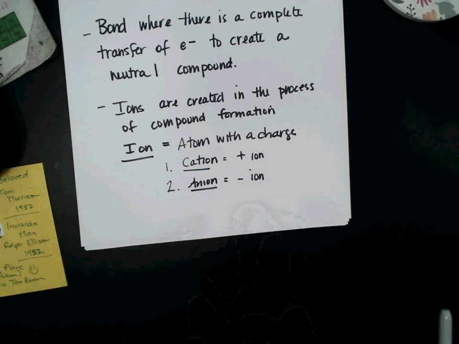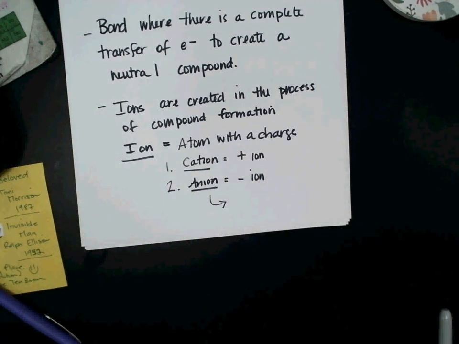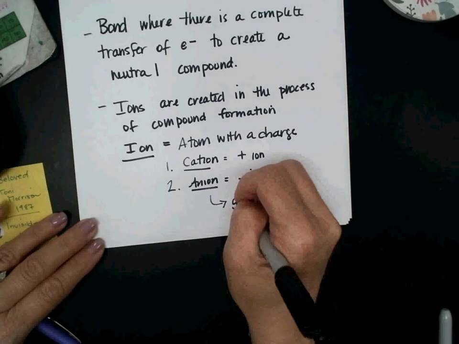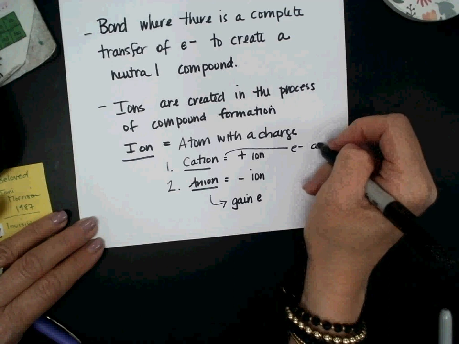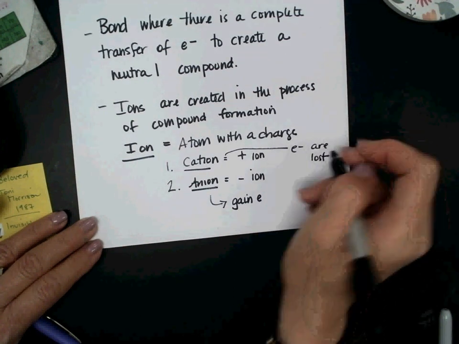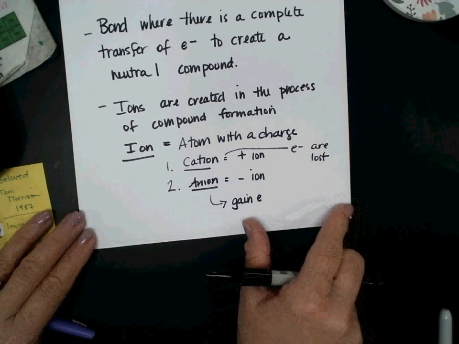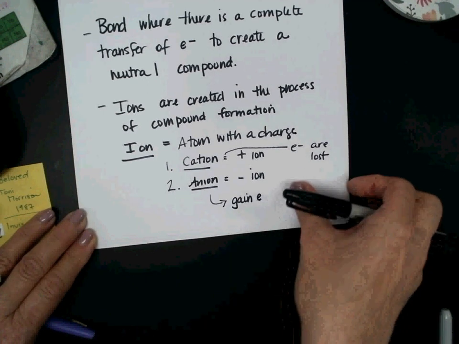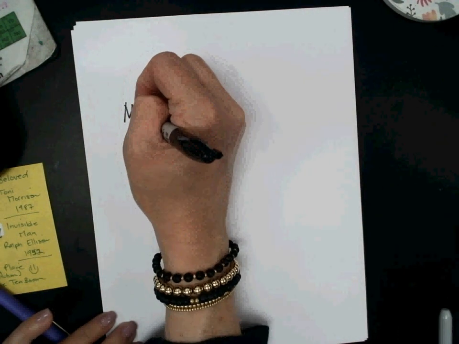Now think about this. If I'm an anion, do I become an anion by gaining or giving up electrons? Gaining. So here I gain electrons, and up here electrons are lost. All right, pull up your periodic table because I'm going to ask you a question. You're going to want to look at it. I'm going to have you fill in these blanks in just a minute.